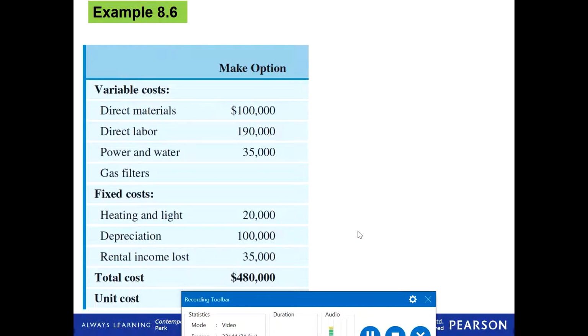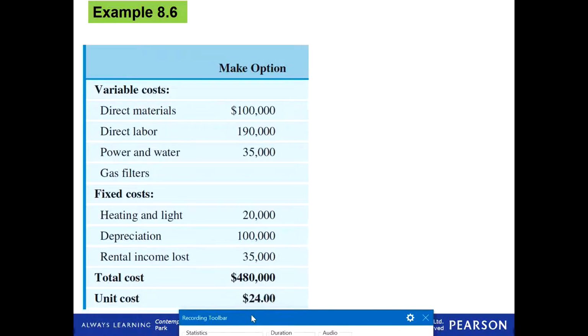Okay, so this is the information which we had been given, but if we continue to make this product by ourselves, we'll see here this number has now been added into a fixed cost: rental income lost, right? Now, why? This is also a cost, because if we continue to make this item, we will lose this 35,000. This is also a cost. So now if you want to calculate our cost, it is 480 divided by 20,000, so the per unit cost is 24.